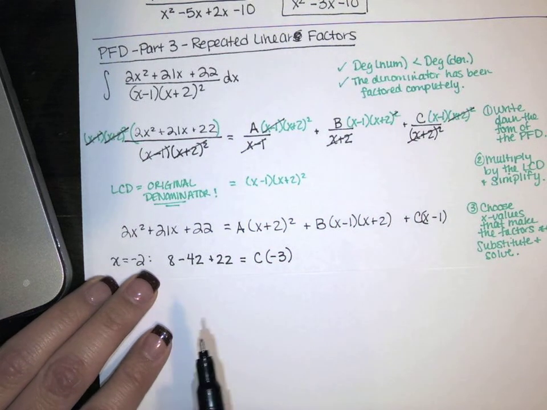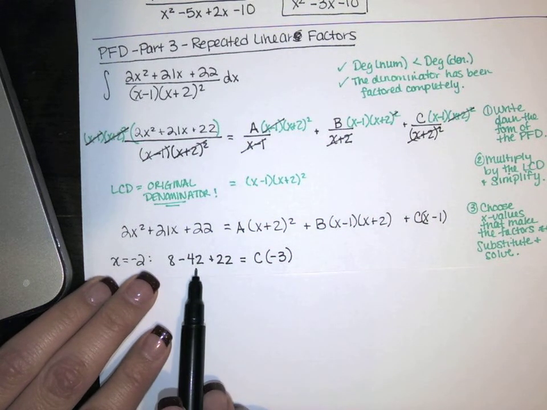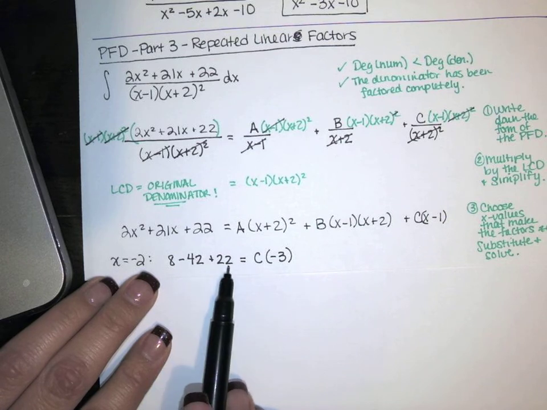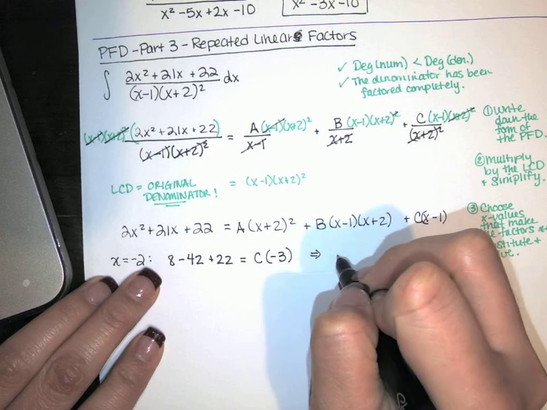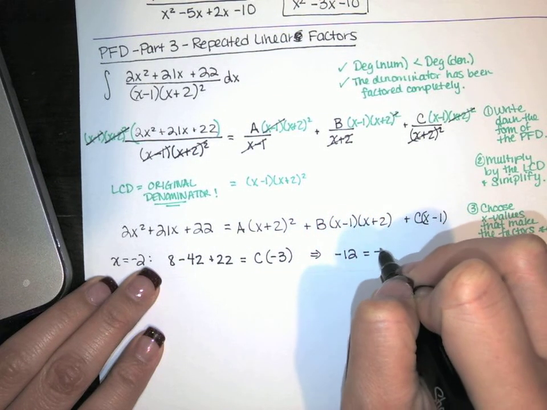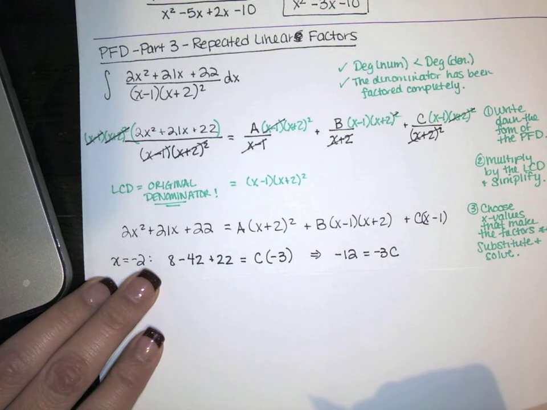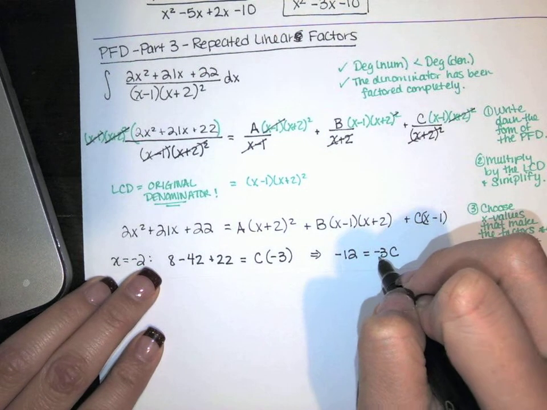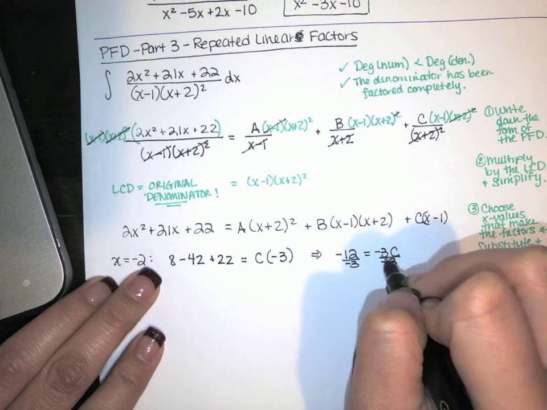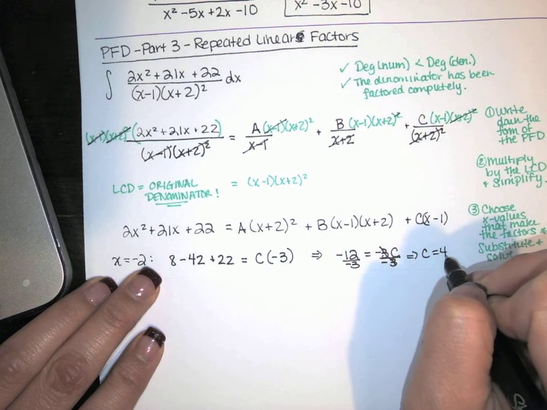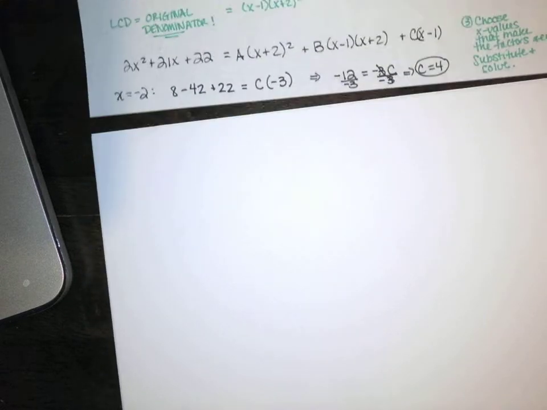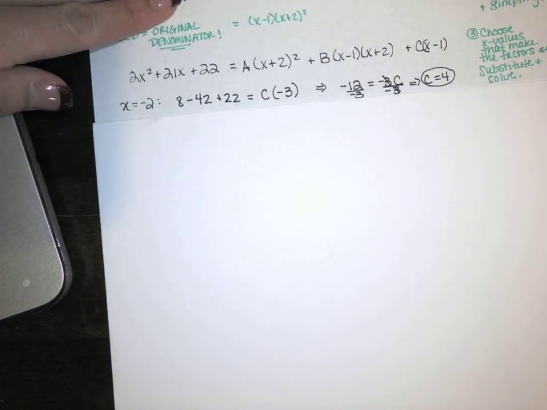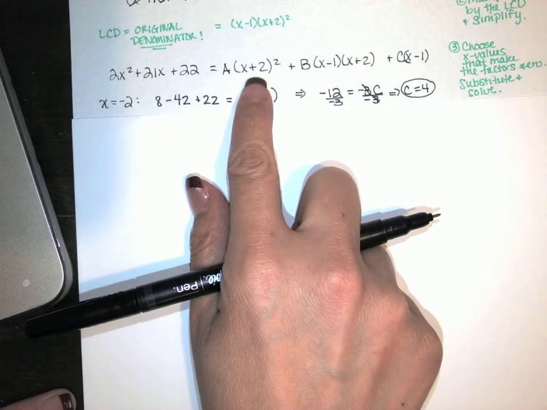So let's simplify this a little bit. -42 plus 22 is -20. And -20 plus 8 is -12. So I get -12 equals -3c. So we're going to divide both sides by -3, and we get c equals 4. All right, so we got one of our 3 constants. We got c, by letting x equal -2, which makes that factor equal to 0.